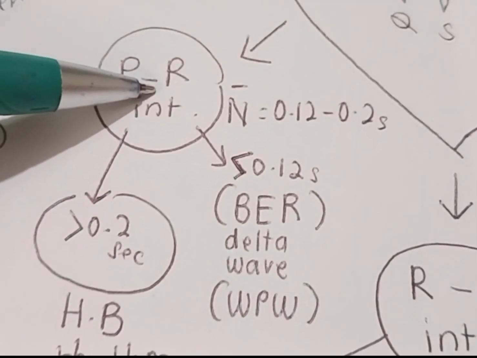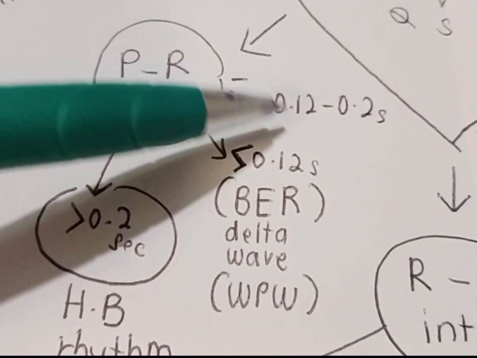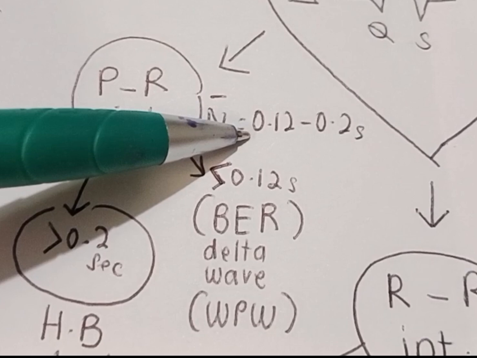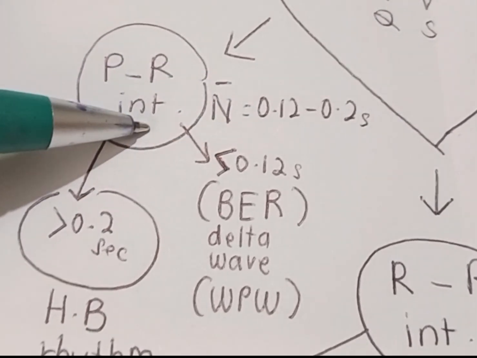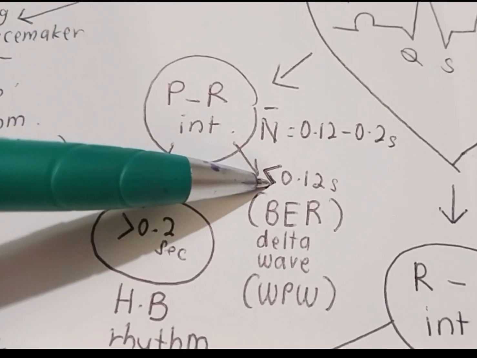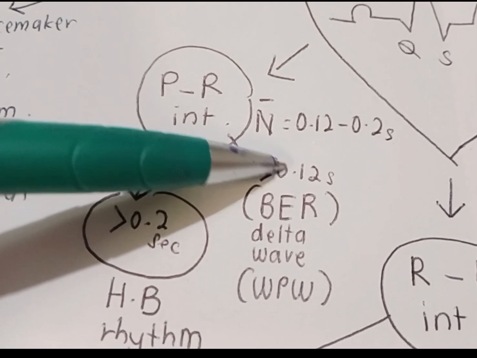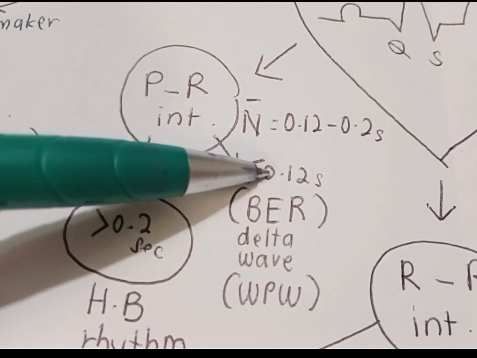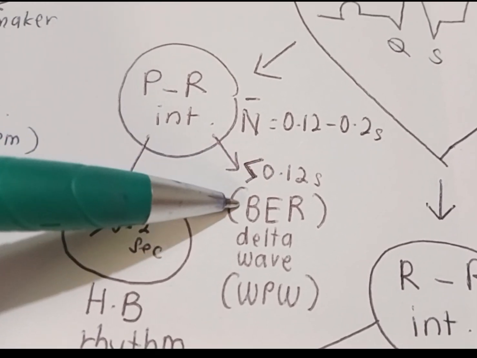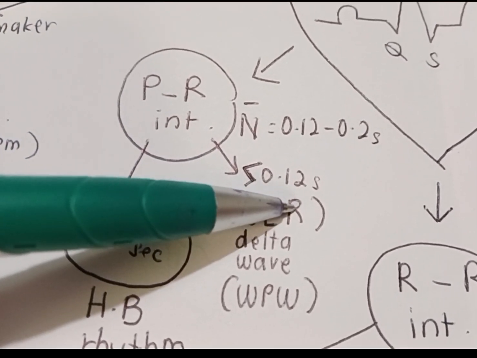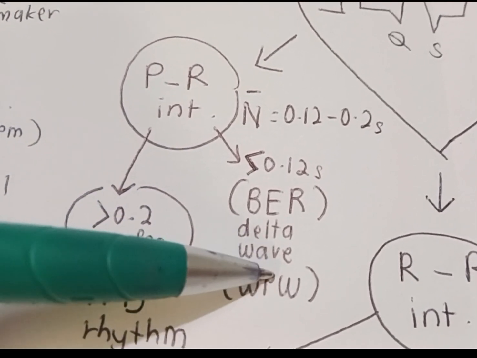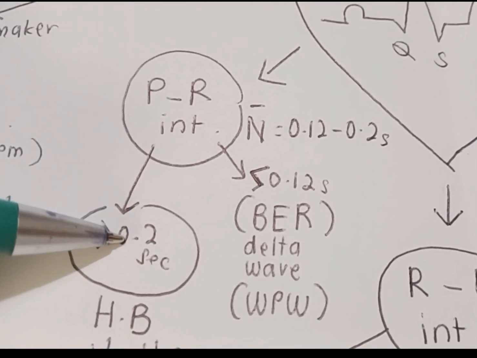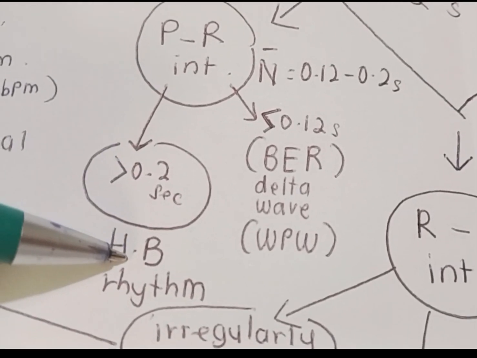So this is about the PR interval. The normal PR interval is 0.12 second to 0.2 second. It is 3 to 5 small boxes. So the abnormal PR interval is divided into two: less than 0.12 second or more than 0.2 second. If it is less than 0.12 second, it might be benign early repolarization or delta wave or Wolff-Parkinson-White syndrome, WPW. If it is more than 0.2 seconds, it is heart block rhythm.